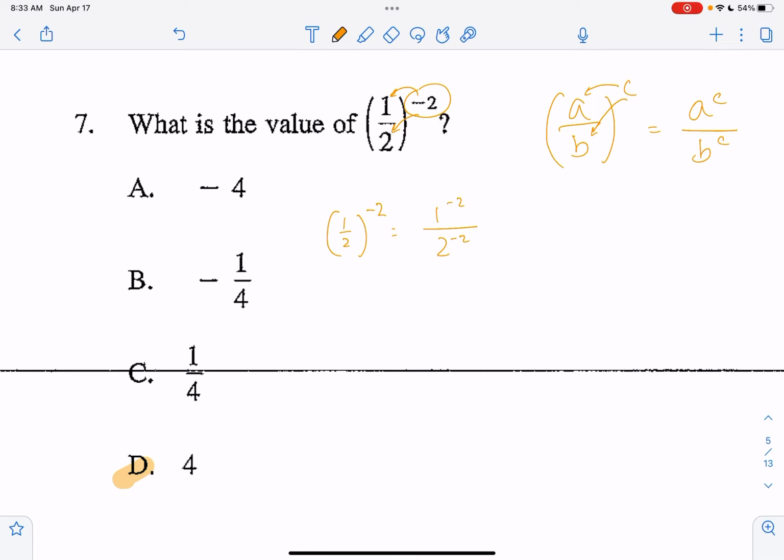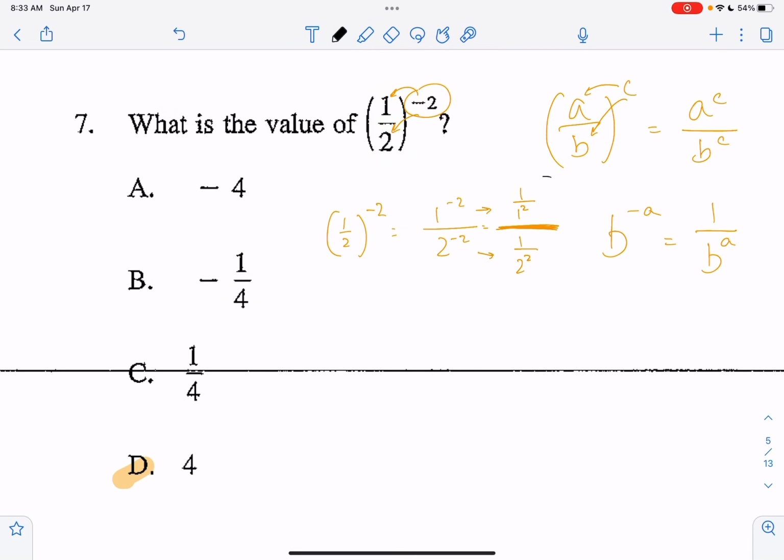Now when you have a negative exponent, b raised to -a, that's equal to the reciprocal. So it'll be 1 over b to the a. You have to apply that to the numerator and the denominator. The numerator will be 1 over 1 squared. The denominator will be 1 over 2 squared.